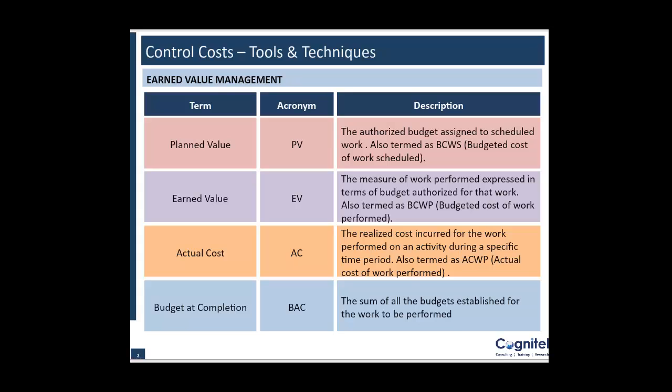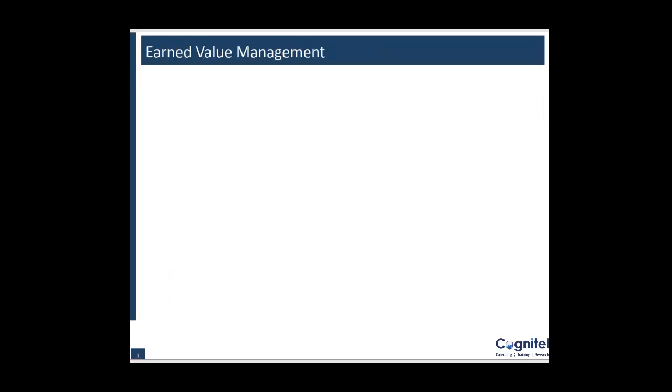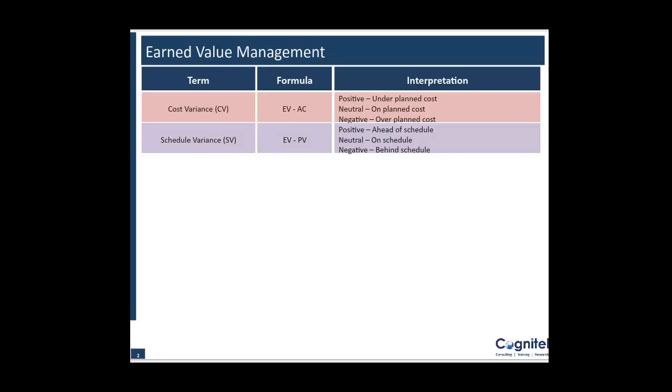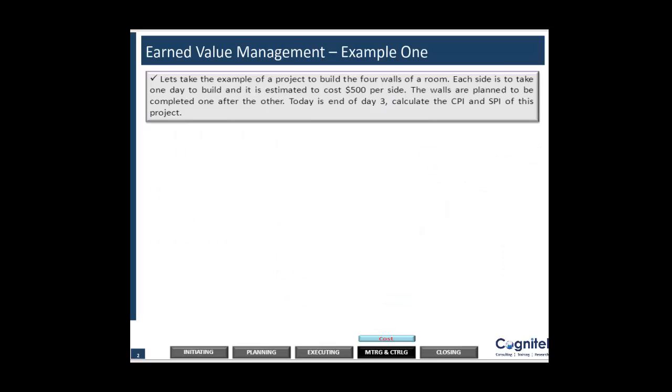There are some additional terms also which you will need to remember as a part of this. We'll see this a little later: cost variance, schedule variance, cost performance index, schedule performance index and variance at completion. So let's take up an example. It's the same example which I have been talking about.